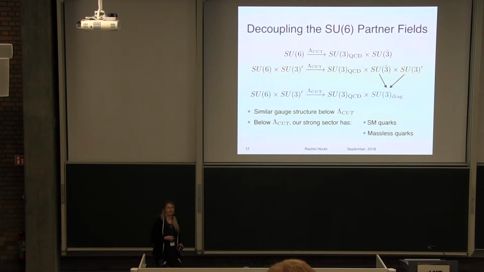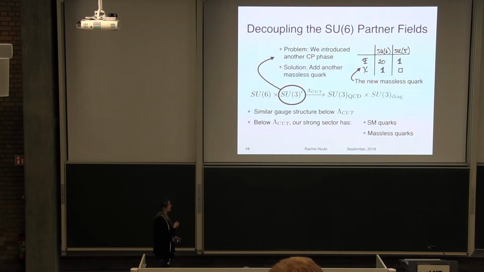But we've kind of introduced a major complication here. We added another non-abelian gauge group, so it has its own strong CP problem, and we need to add another massless quark to absorb the theta prime angle. So this bit of model building resulted directly from trying to decouple the SU(6) partner fields.